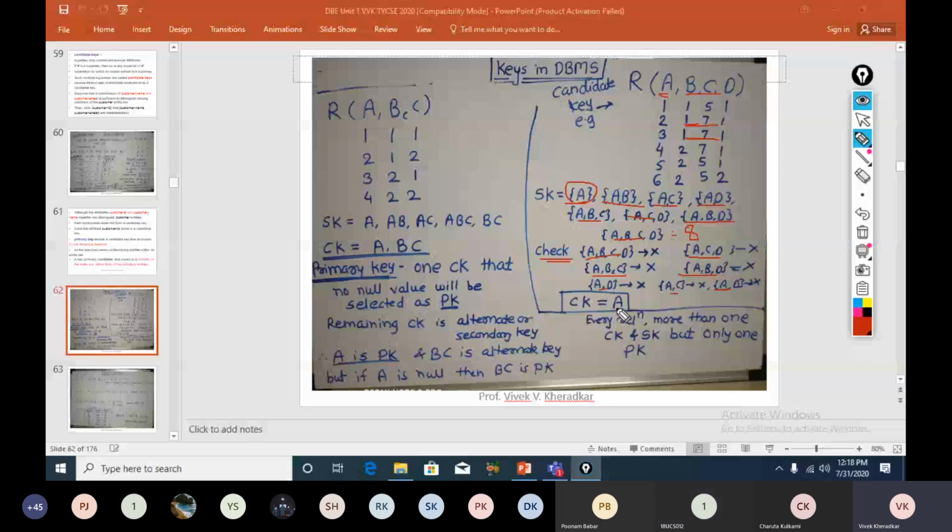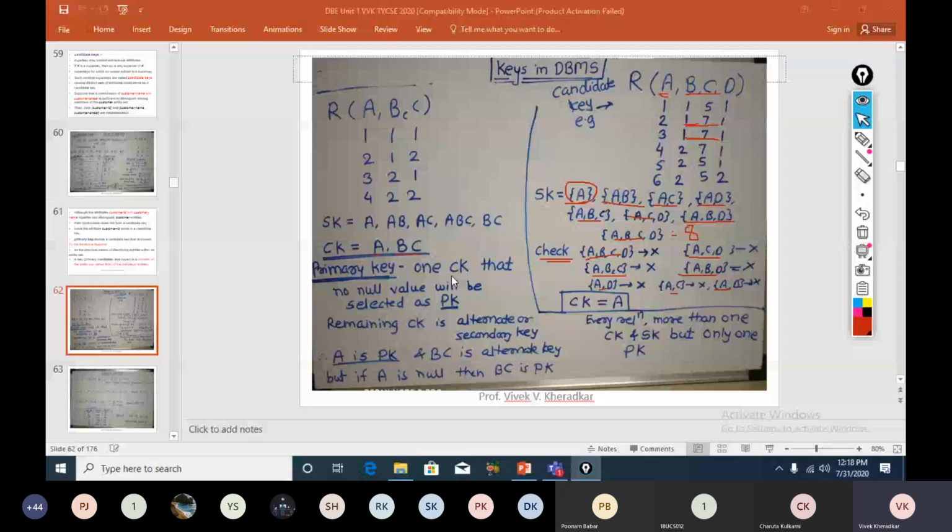Are you getting everyone what is a candidate key and primary key? Yes or no? Any doubt? Yes, sir, okay, ask if you have. In the previous example of ABC, there we are getting candidate keys as A and BC. Okay, A and BC, right? Sorry, your voice is breaking. Sir, can't the value of BC be null?